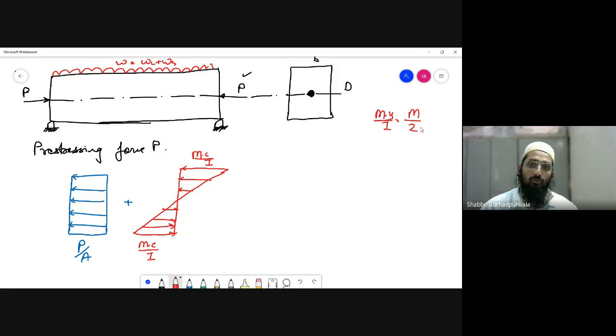Okay, so we can say that this equation can be written as an equivalence for a symmetrical section. We are considering a symmetrical section. See, if the section is not symmetrical, then you have to go for My by I. But if the section is symmetrical, you can go for M by Z. Or you have to say that for the top portion you are going to have M by ZT, and for the bottom portion you are going to have M by ZB. Okay, Z for the bottom portion. This gives us a combination of stress that will result into a diagram that will look something like this.